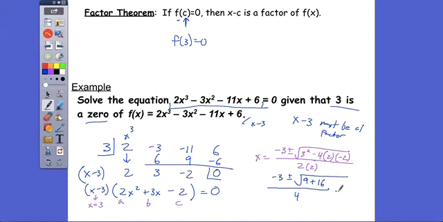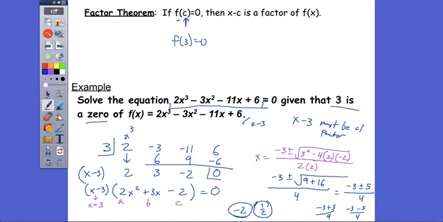25. So the square root of 25 is 5. I got negative 3 plus or minus 5 all over 4. So my two answers are negative 3 plus 5 over 4 and negative 3 minus 5 over 4. That's negative 8 over 4, so that would be negative 2. So negative 2 is one of our solutions. And the other one would be 2 over 4, which is 1/2.